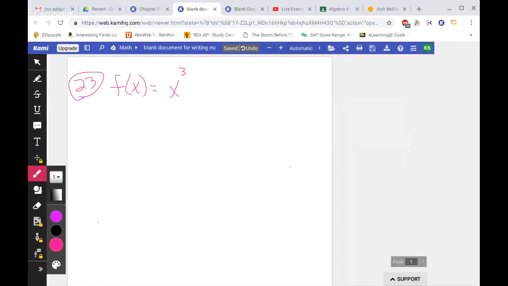X cubed minus 2x squared minus 40x minus 64. And then the factor given is x minus 8. So I'm going to set up my synthetic division. Are you good with staying with that same kind? Yes, ma'am. Okay. So I've got 8.